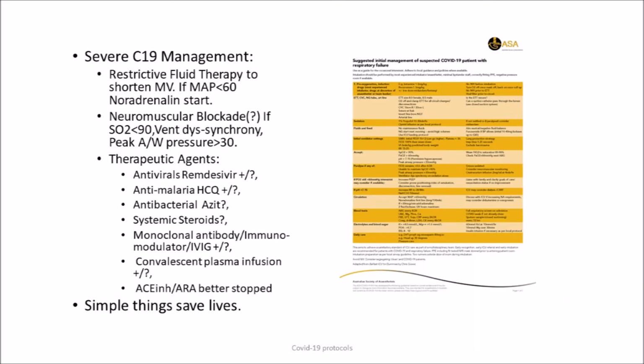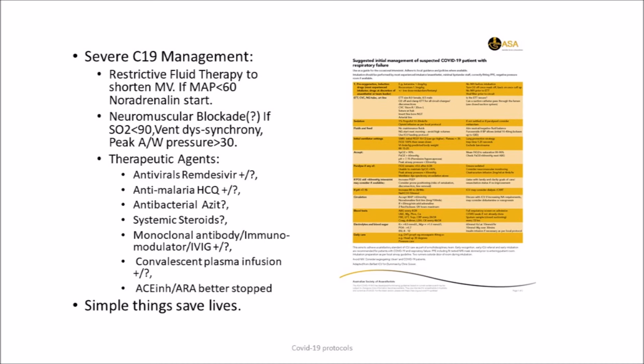In terms of fluid therapy, we should keep patients towards neutral or negative fluid balance and support hemodynamics with vasopressors if needed. Muscle blockers have not been shown to decrease mortality. However, they can be applied temporarily to fix hypoxemia, ventilator dyssynchrony, and high airway pressure.